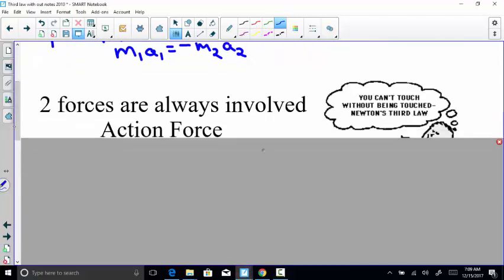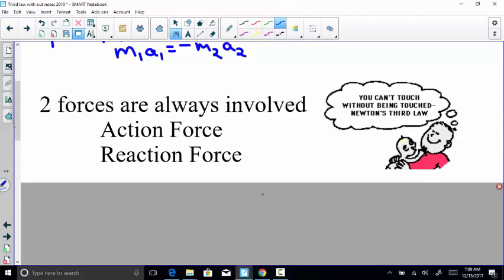Now, when we deal with Newton's third law, there are always two forces involved. An action force, which is the one that starts the reaction out, and then the reaction force. So there's always two forces involved in this law, an action force and a reaction force.